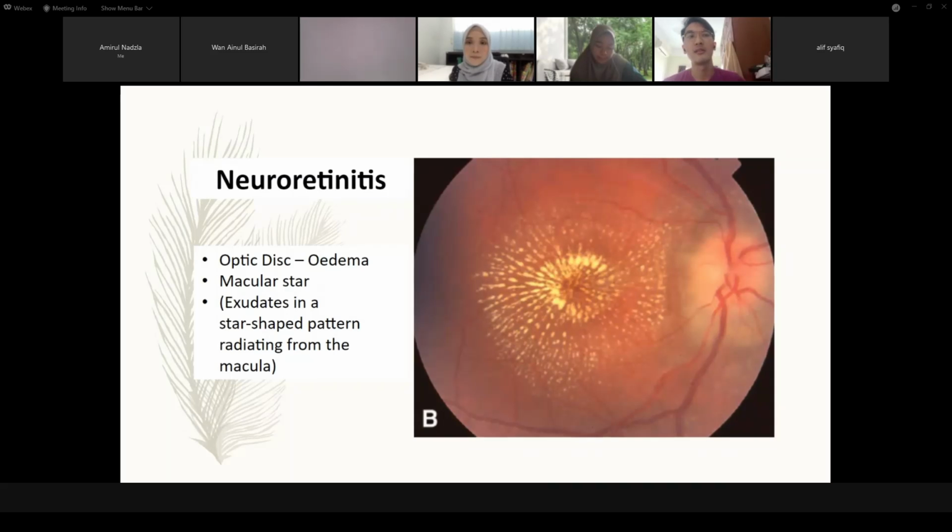So this is a presentation of neuroretinitis under fundoscope. We want to point out two things over here. First, we look at the optic disc. As you can see, there's no well-defined margin as well, because edema has already infiltrated into the optic disc. And you can see the macula is a star-like area because hard exudates form a star-shaped pattern surrounding the macula.